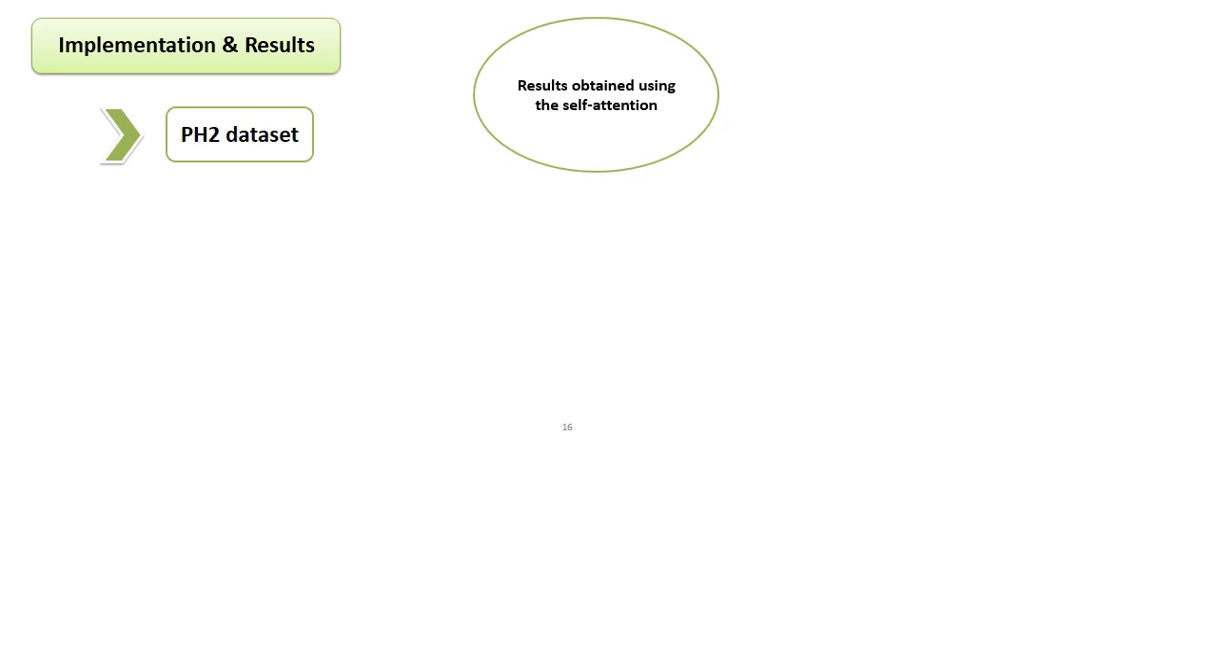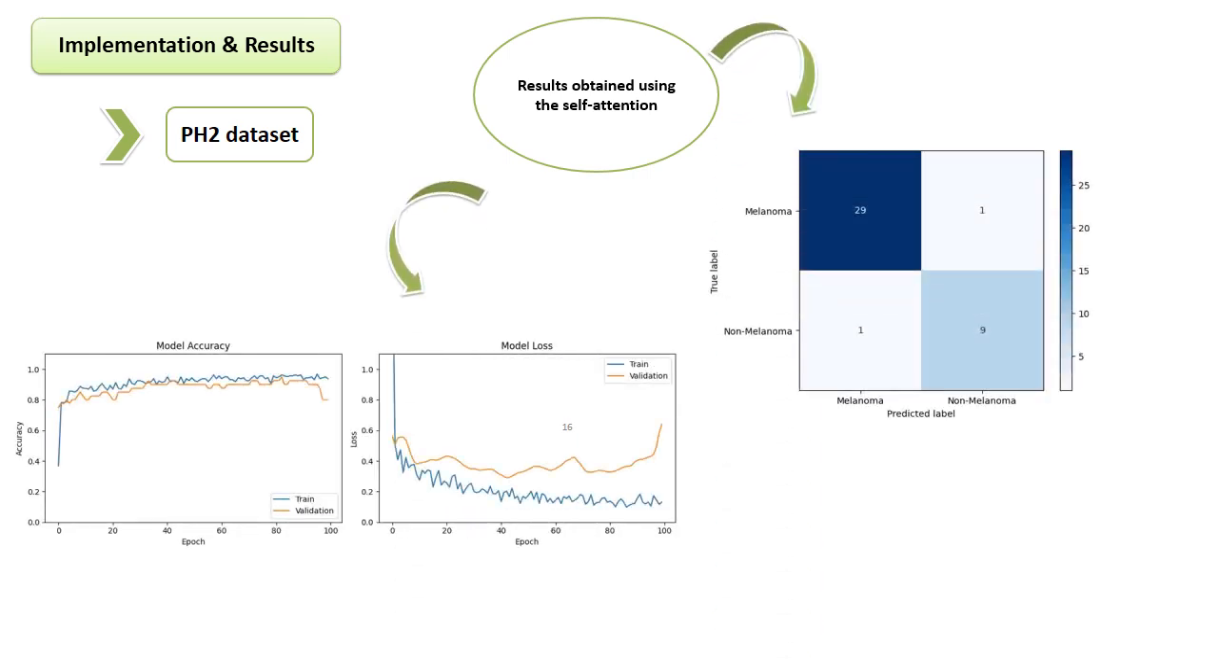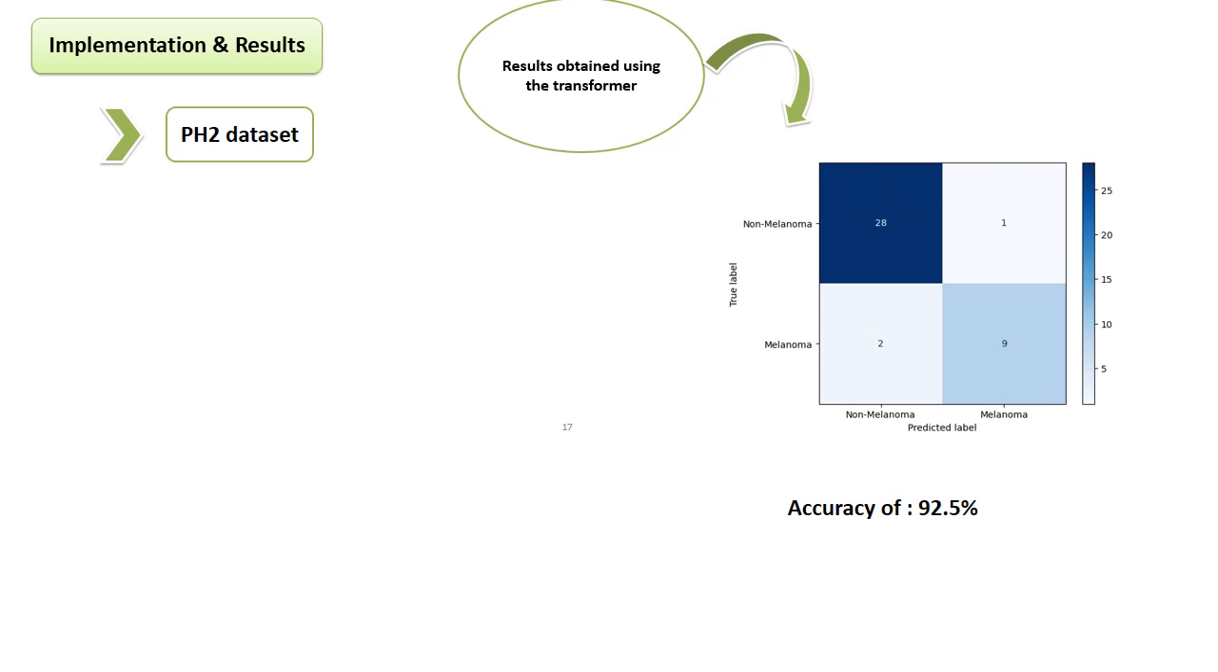Let's start with the PH2 dataset, especially self-attention. So the results obtained using the self-attention, as you can see, those are the evaluation metrics, and the accuracy was 95%. This is the accuracy obtained using the transformer, 92.5%. This is the accuracy obtained using our architecture. It's 95%, like the self-attention.